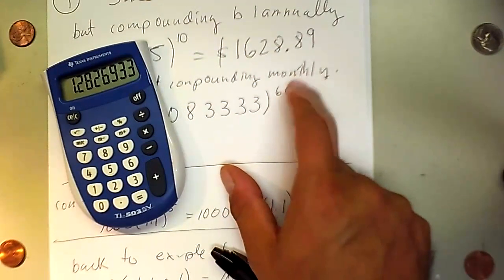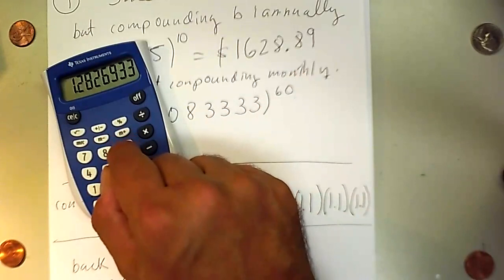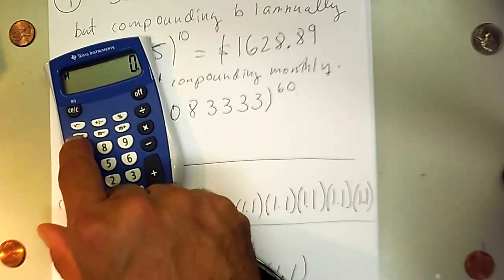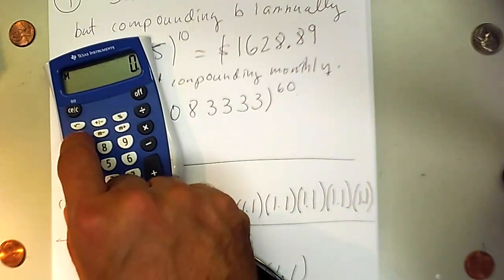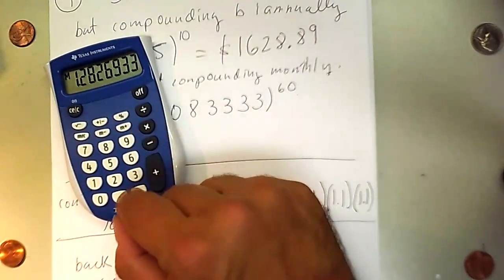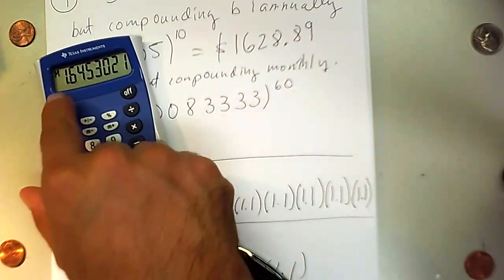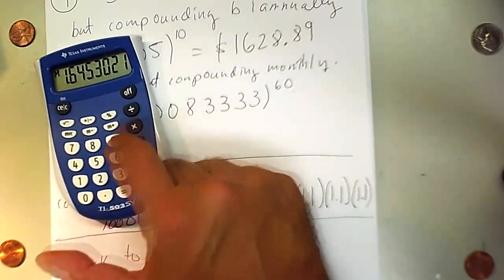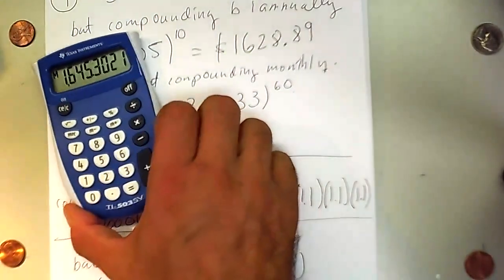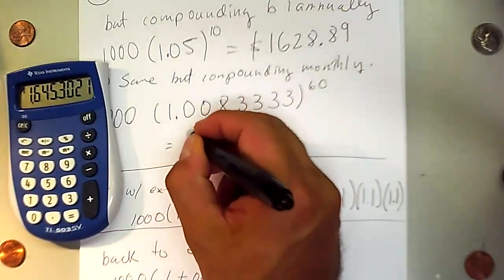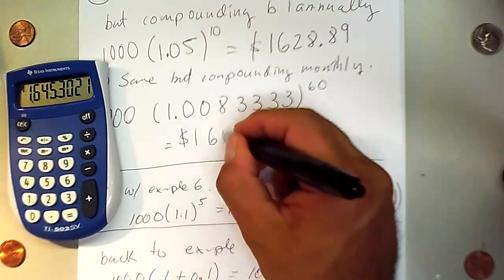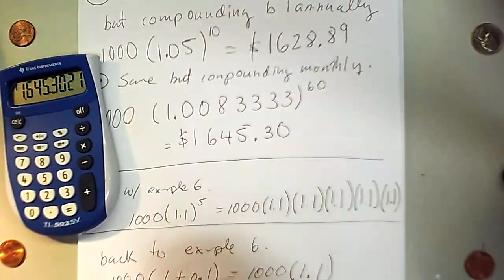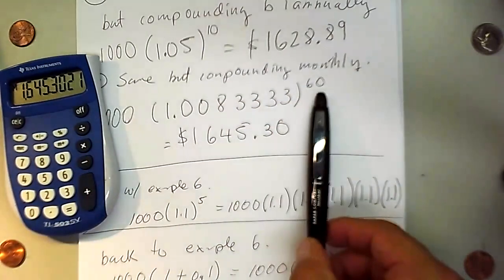Okay, let's do that. So I'm going to take this number and put it into the memory. M plus means put it into the memory. Okay, I'm going to start with that number. I just didn't want to mess that up. I think I didn't have to do that, but let's just do that. Okay, times equals. There you go. So to the 60 means 1 point and this number. Multiply by 1,000, and that's going to give us $1,645.30.